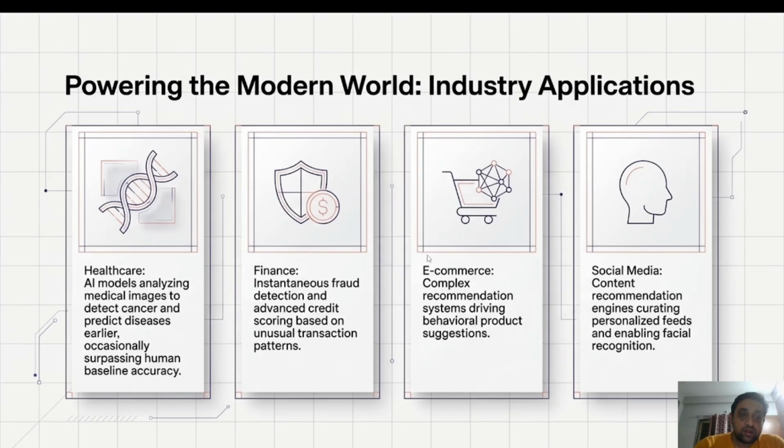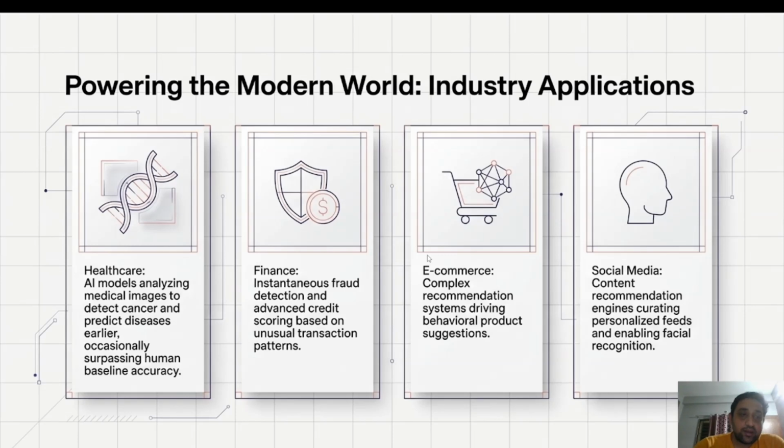Finance. Your bank's fraud detection system is powered by deep learning. The moment your card is swiped, the model checks the transaction against hundreds of behavioral patterns, location, merchant type, in under 100 milliseconds and decides: is this you or a fraudster? Mastercard and Visa process billions of transactions daily this way.